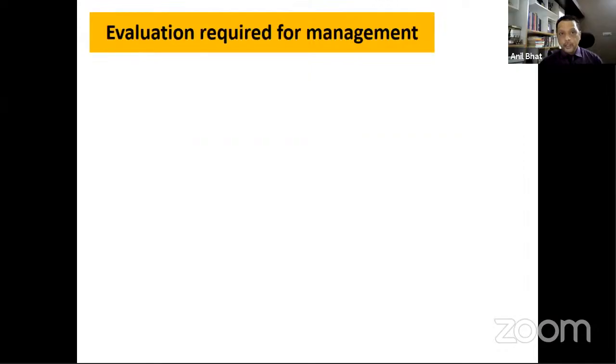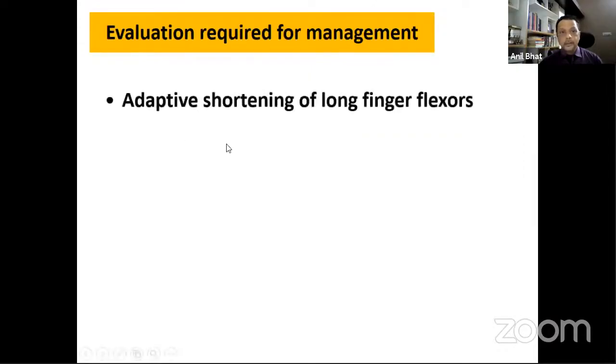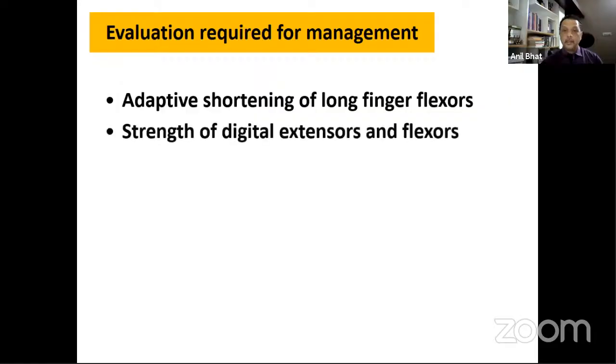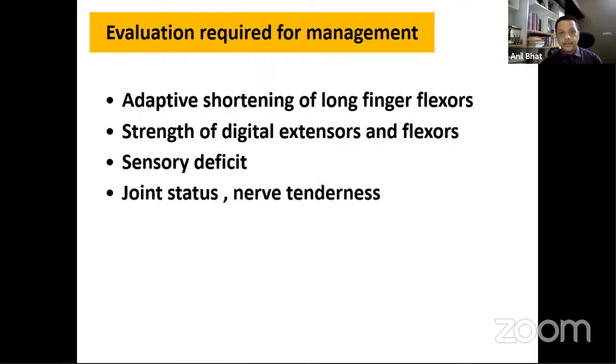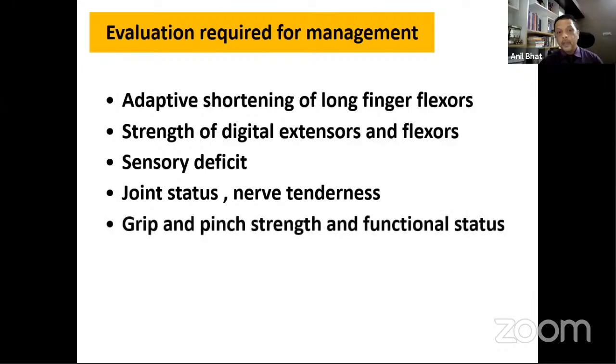Now, evaluation. For what else you require for management, you need to check the adaptive shortening of long finger flexors because they have this wrist flexion habit. So you need to check that. Strength of the digital extensors and flexors, because you want to know what tendon transfers you have to do. What is the sensory deficit? What is the joint status? Very important. Is there nerve tenderness? Is there an active neuritis going on in this patient? And grip and pinch strength, functional status and donor muscle strength.